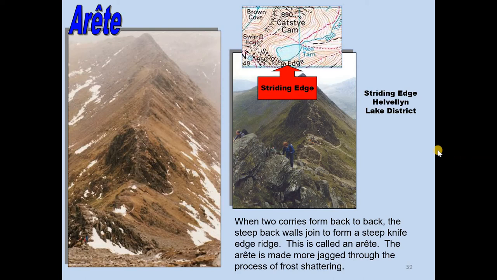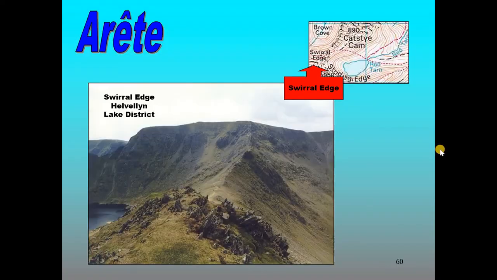Okay, this is another example. Again, you can see a corrie here. There's a corrie at the other side here, and you can see this ridge which separates the two corries. That is our arete. Okay, so it's as simple as that. It's just the point where two corries meet back to back or side to side.